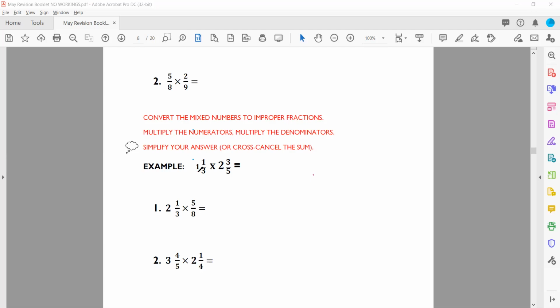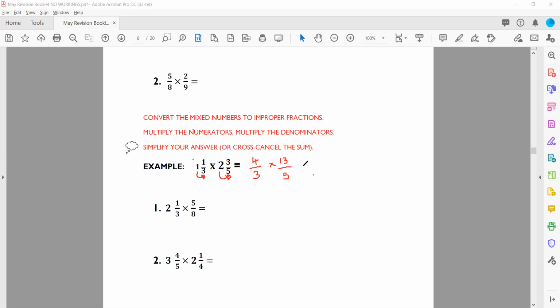So we would multiply the whole number by the denominator. So 1 times 3 is 3, plus the 1 is 4. So that will give us 4/3. And we're going to times that by 2 3/5. So we would do 2 times 5, which is 10, plus the 3, which will be 13. So that will be 13/5. In this instance, you couldn't cross cancel because 3 and 13 are both prime, and 4 is not a factor of 5, and 5 is prime as well.